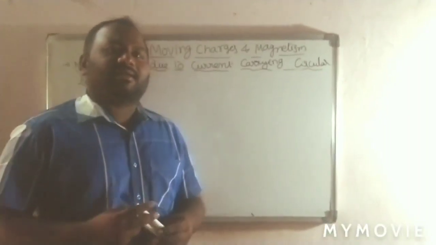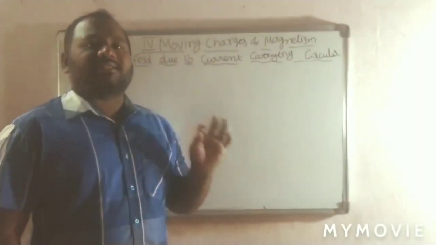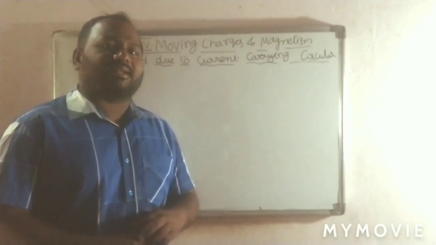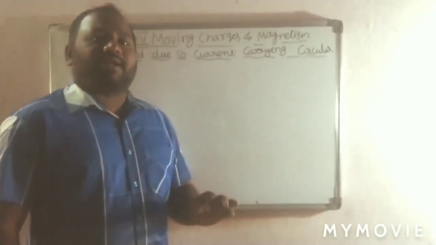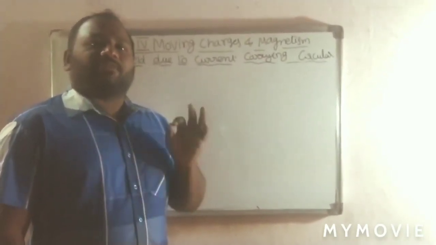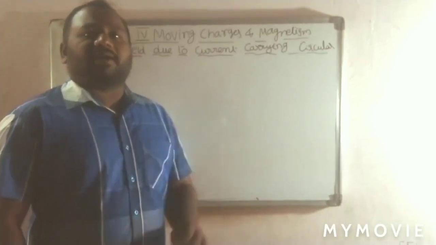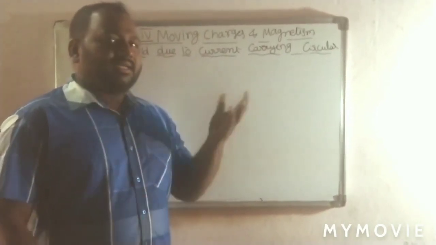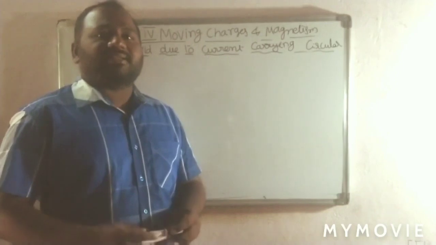In the last session, we discussed the velocity selector. What is the velocity selector? To identify particles or charged particles with the same velocity, we use the velocity selector.